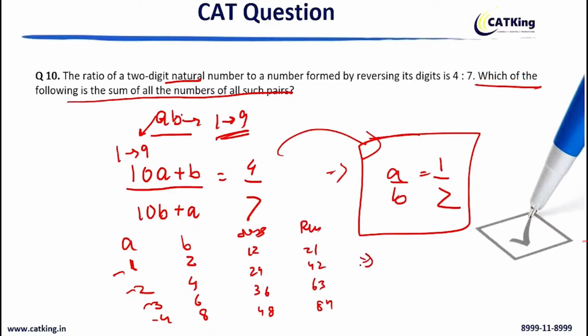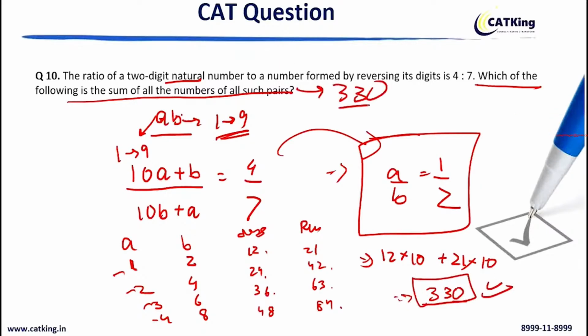Just add these, and you can do it really quickly. This will be what? 12 will be common. 1 plus 2 plus 3 plus 4. Correct? I am taking 12 common. So 12 into 10 plus, from here, 21 common, 1 plus 2 plus 3 plus 4. So 21 into 10. The answer is 330. This is your simple answer. So what is the sum of all such pairs? The answer is 330. See how simply you solve this question. This is a simple question on ratios, but it was a CAT question. So you see how easily we have solved this just by using basic knowledge.